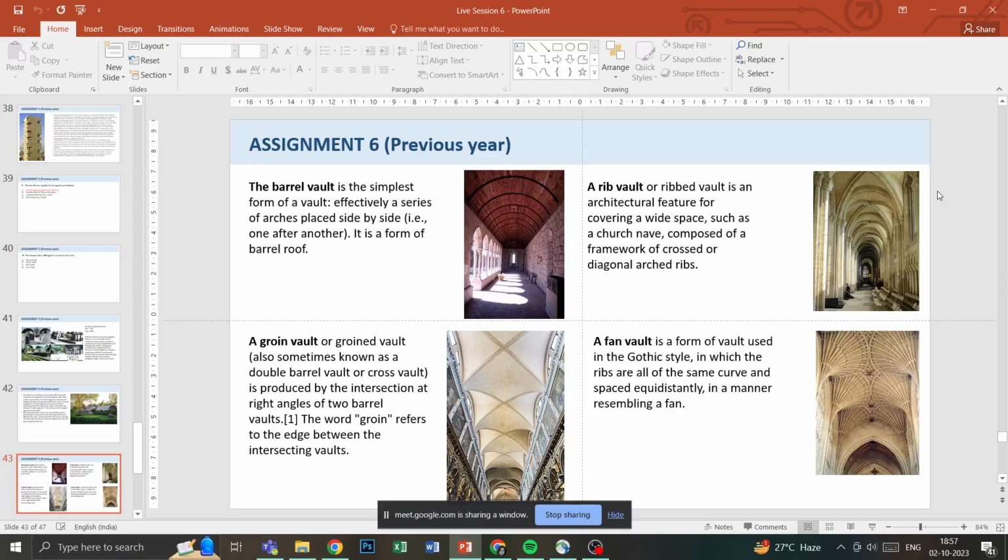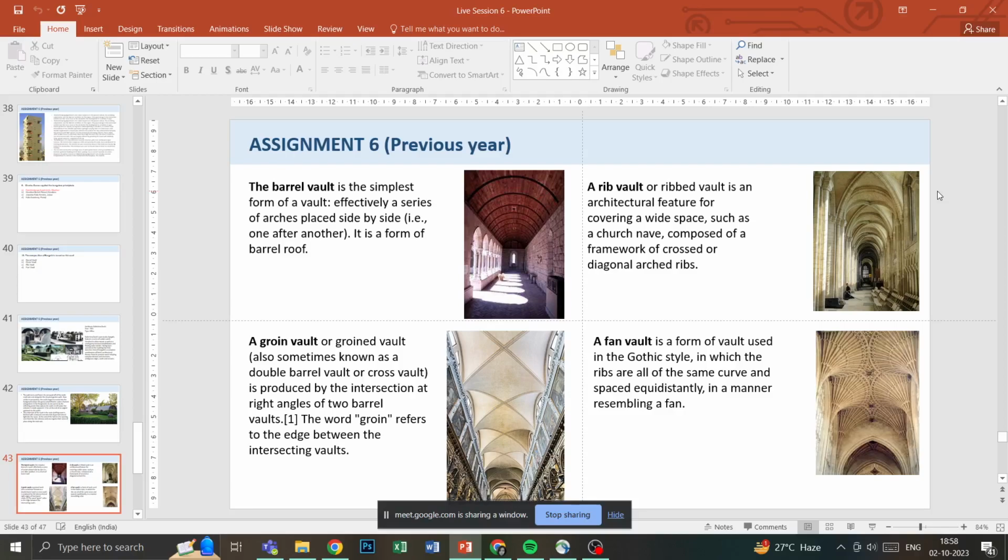A rib vault or ribbed vault is an architectural feature for covering a wide space such as a church nave, composed of a framework of crossed or diagonal arched ribs. So what happens in a ribbed vault is that there is a vault and the vault is going, but there are some crossed or diagonal arches which are acting as ribs, and they create this feature in the rib vault.